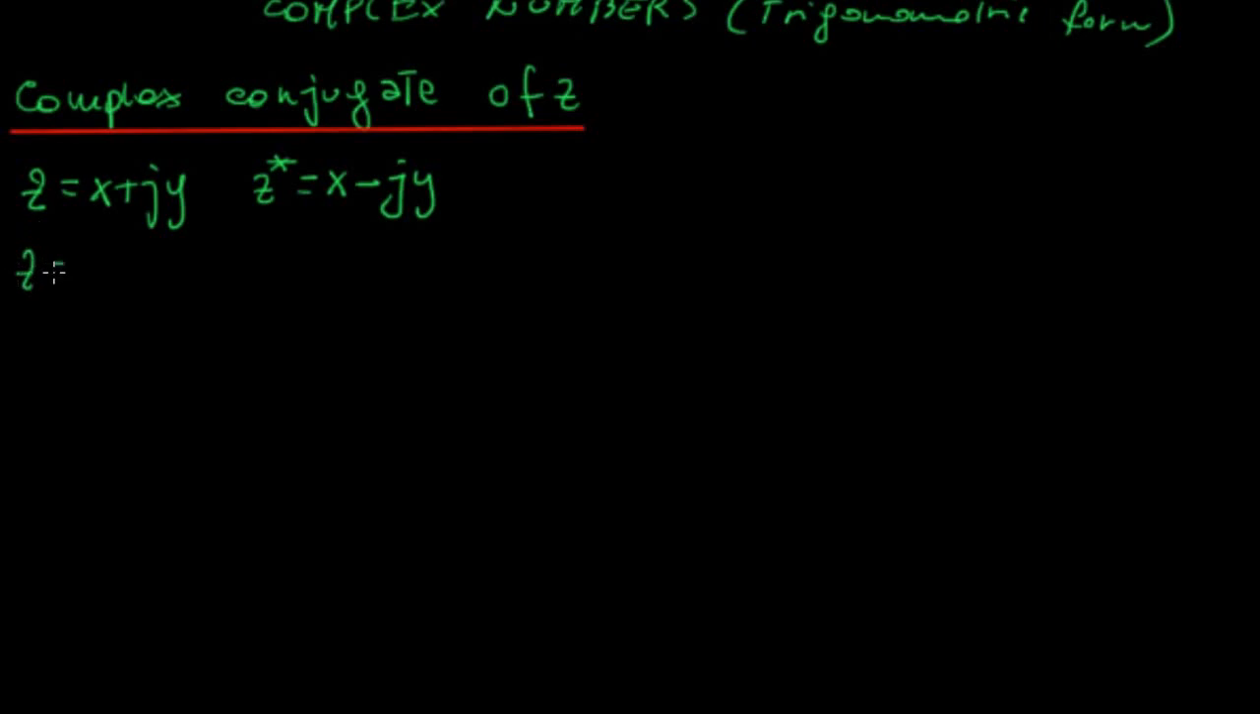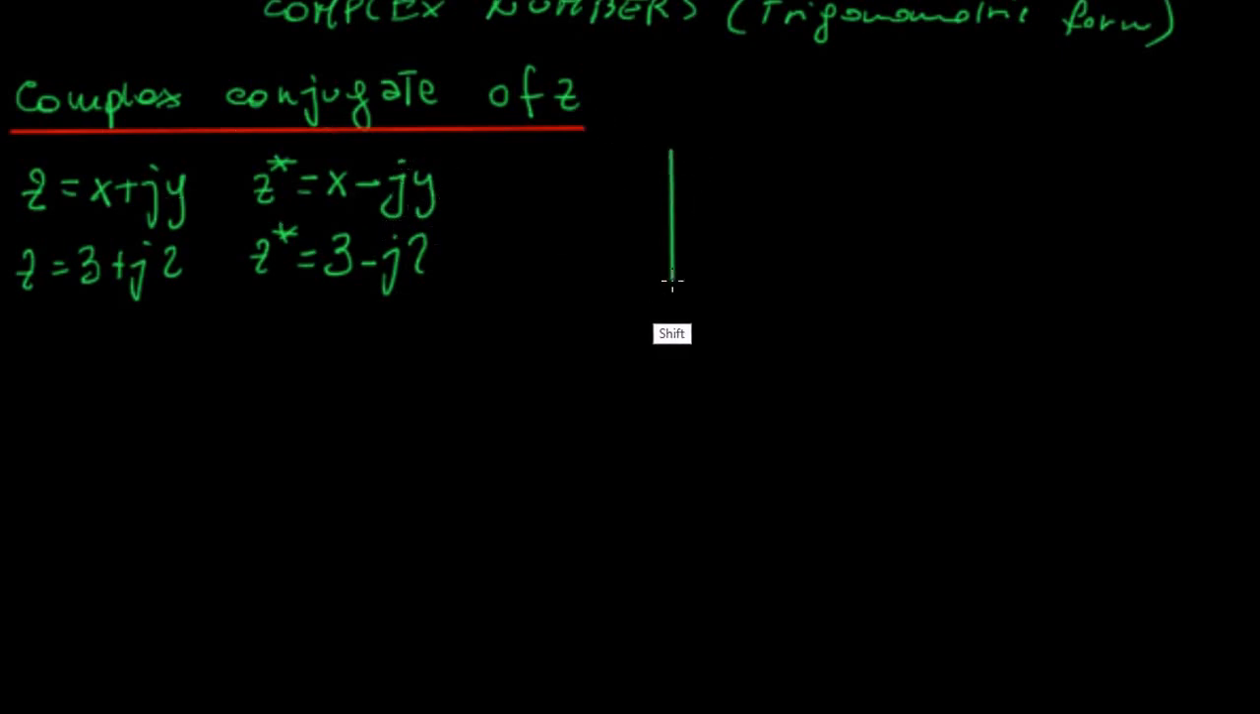So, for example, if z is 3 plus j2, well, the complex conjugate is given by 3 minus j2. It's very simple. It's simply obtained by changing the sign of the imaginary part.